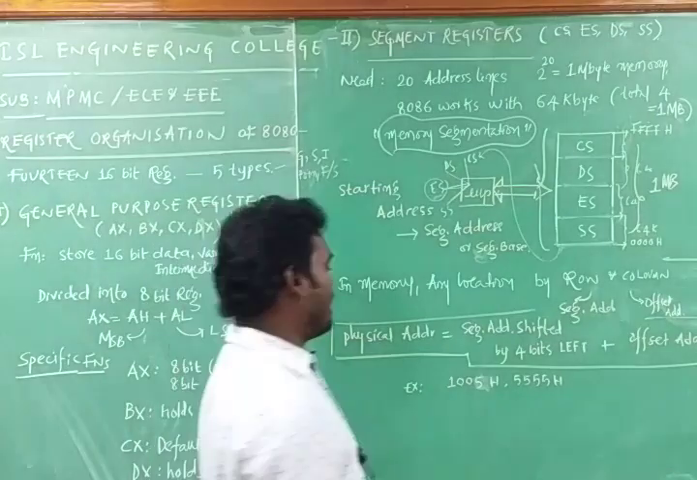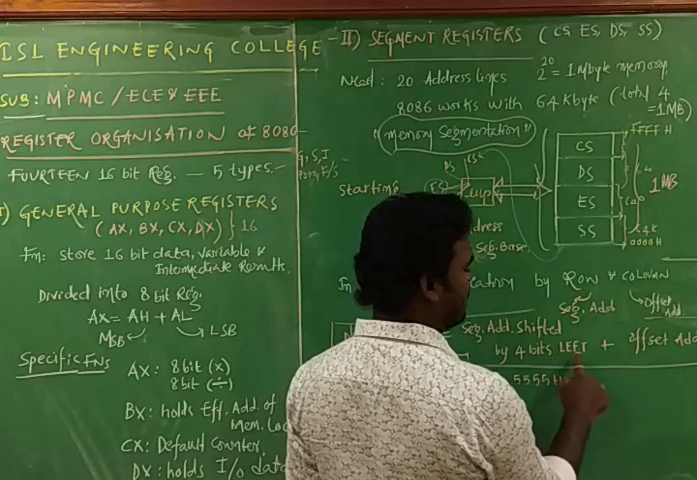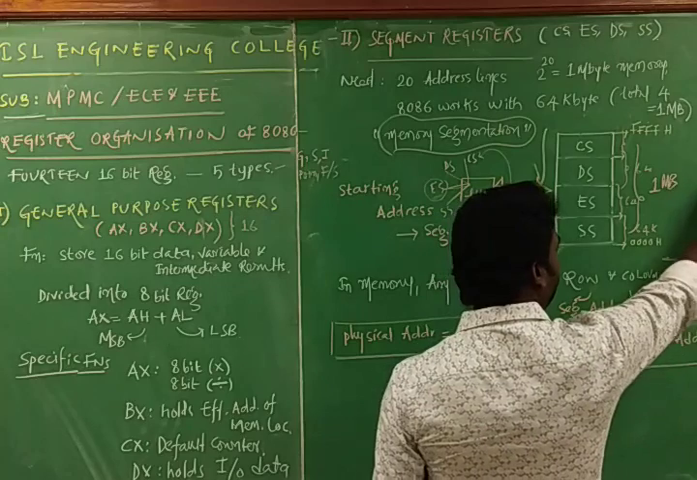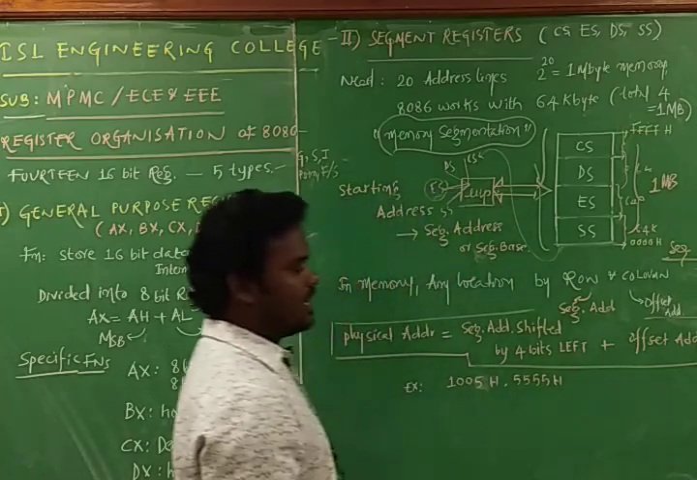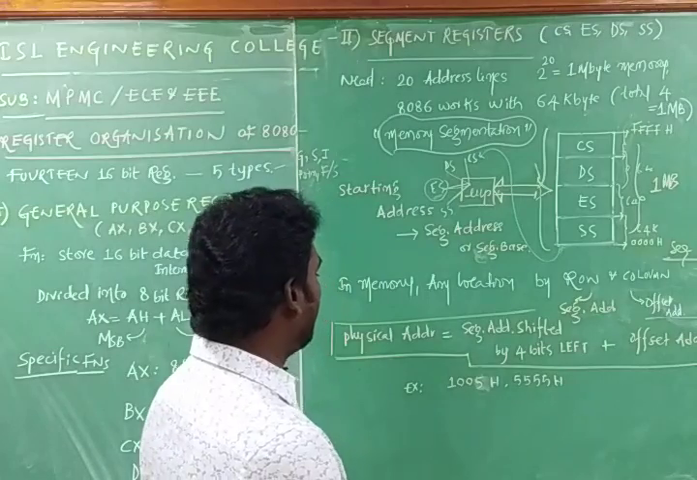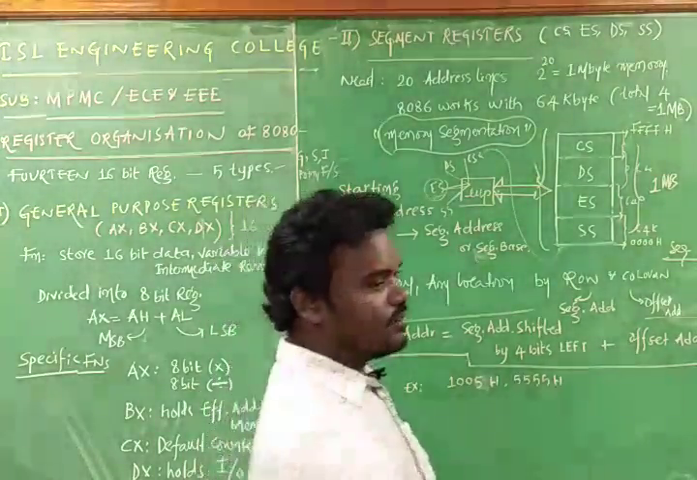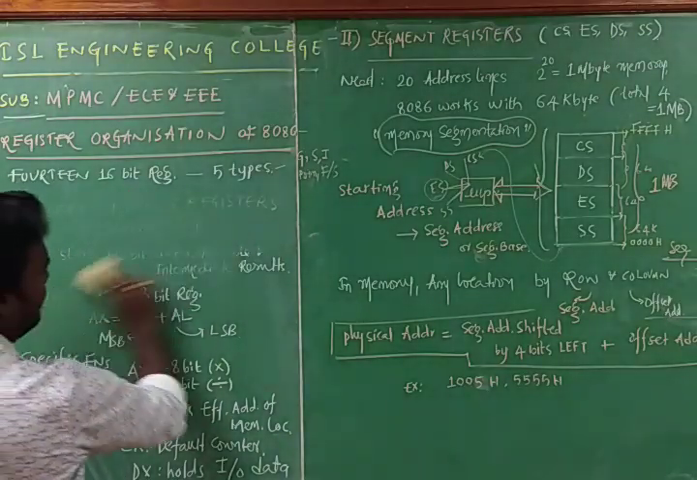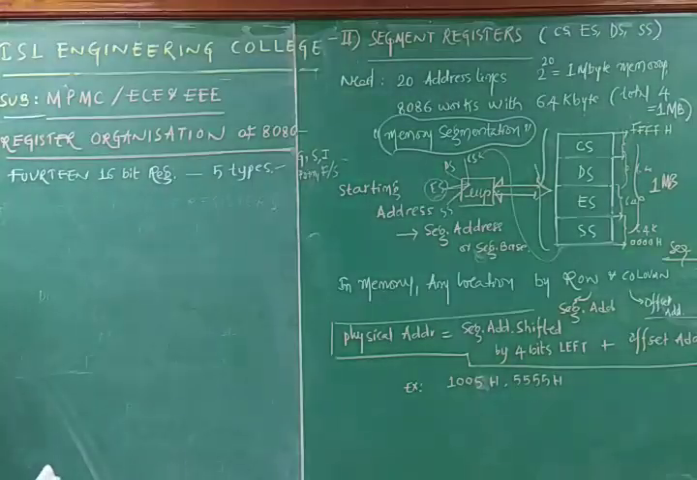Physical address is calculated as segment address shifted by 4 bits left plus offset address. Offset address is nothing but column address, and the segment address is the row address. And let us go with the calculation of physical address by using one particular example: calculate the physical address of the given offset address and the segment address. I am going with one particular example to solve this.